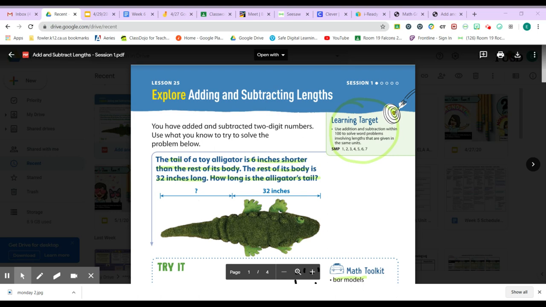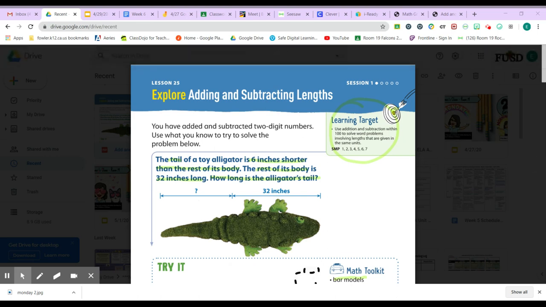So, we've been working with length, inches and centimeters and different units of measurement, but this week we are going to be working on adding and subtracting length. I hope you remember all of the different strategies that we have been working on when we're adding and subtracting. But let's look at our learning target for today. We're going to use addition and subtraction to solve word problems involving length.